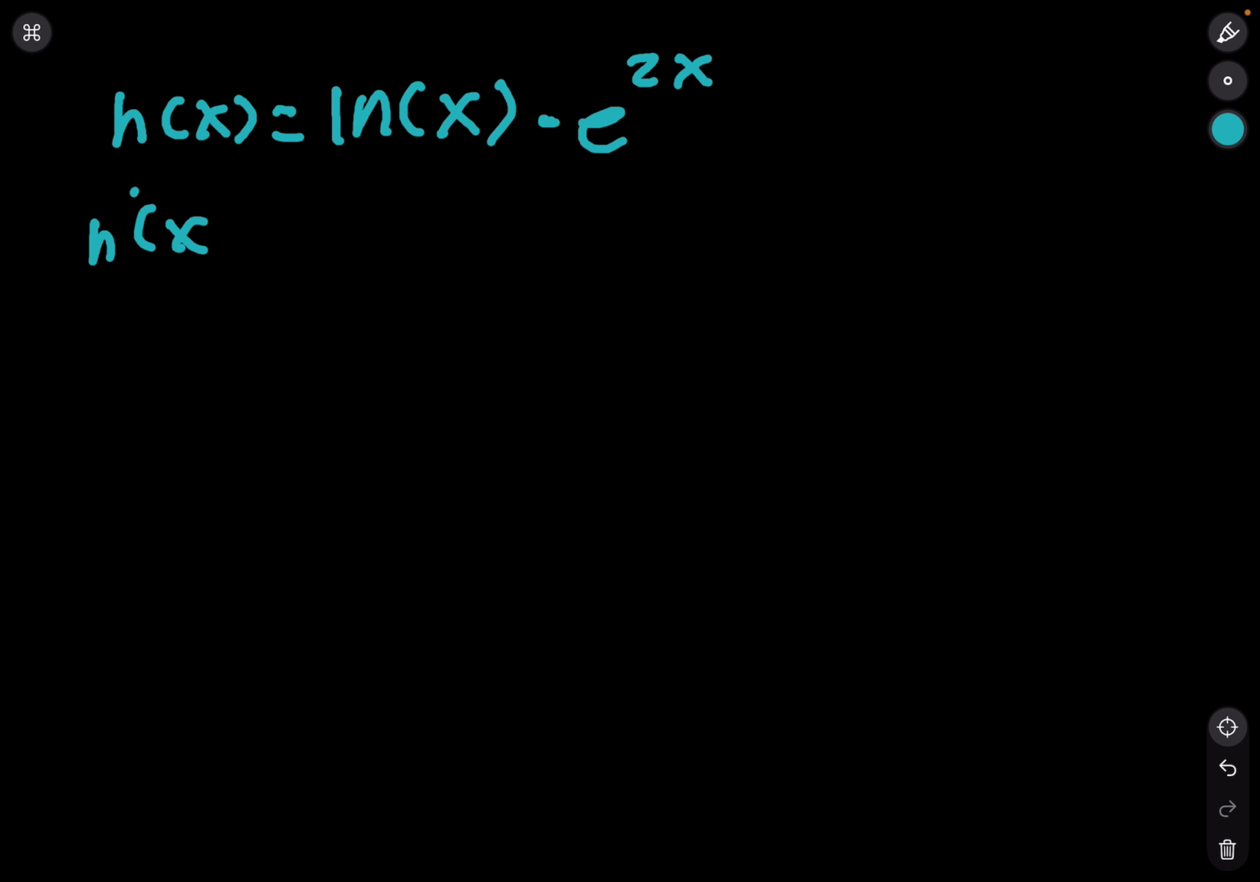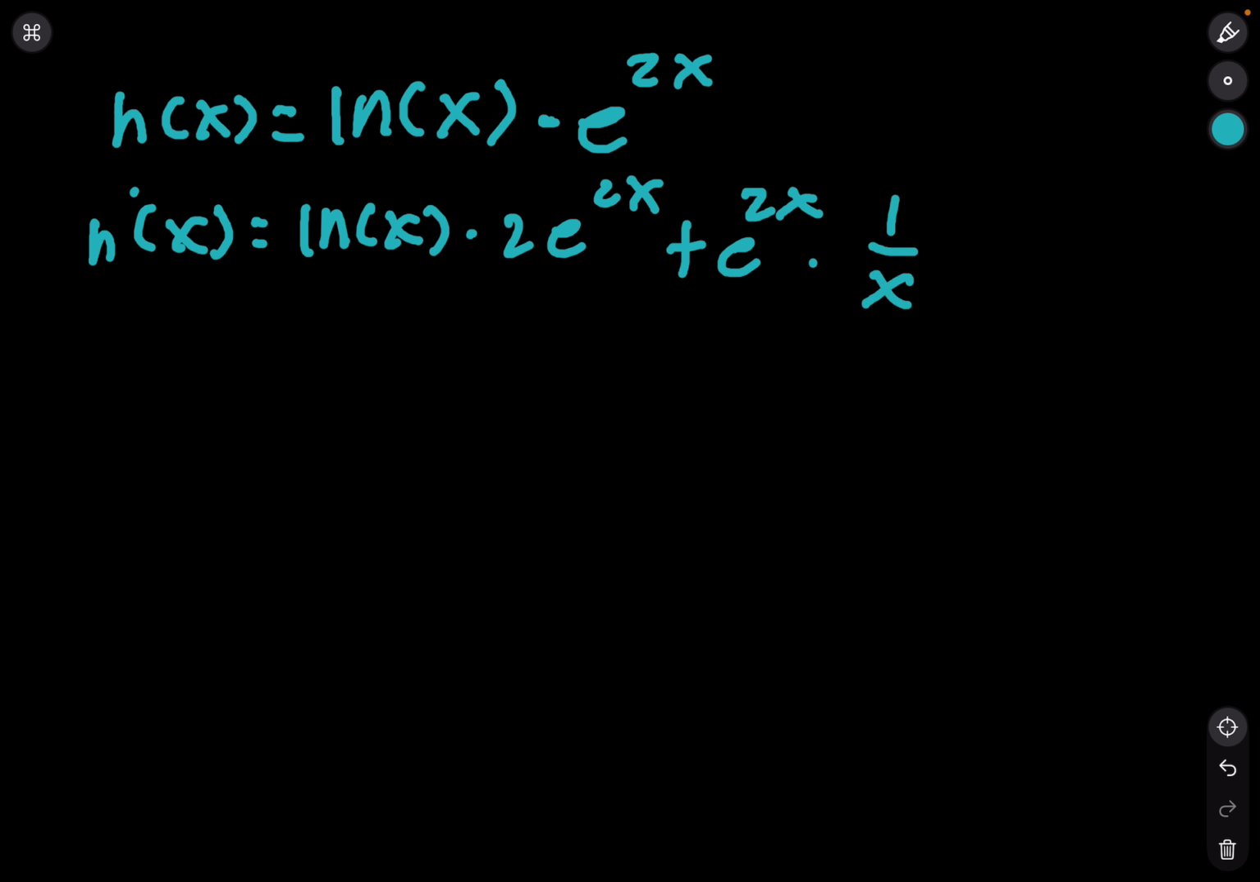I think a last example for product rule. This is a good one. Let's say we had h of x, which is equal to natural log of x times e to the 2x. From here, it's the same old thing. You would take h prime of x, which is equal to natural log of x times 2 e to the 2x, plus e to the 2x times the derivative of natural log of x, which is just 1 over x.